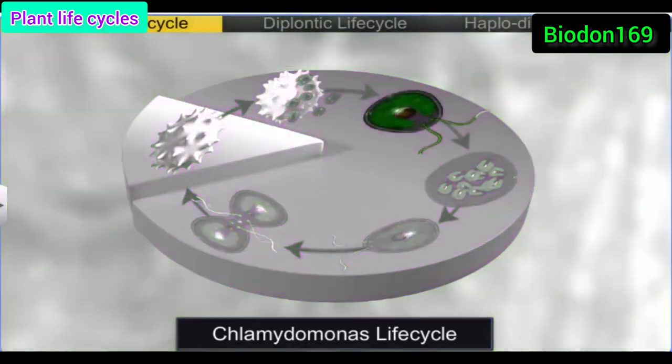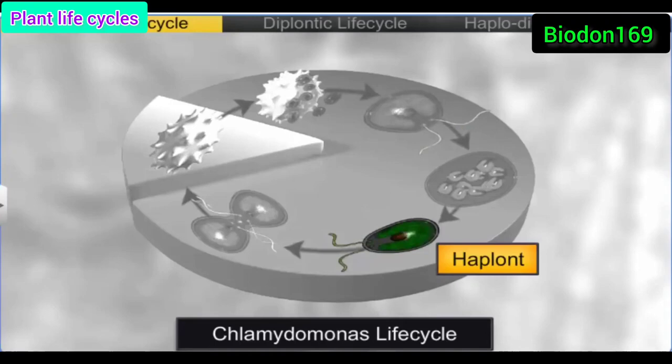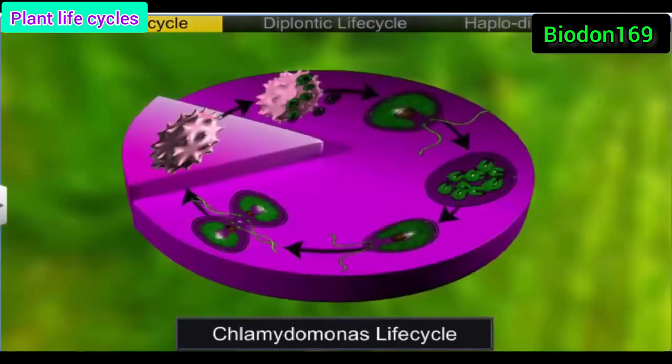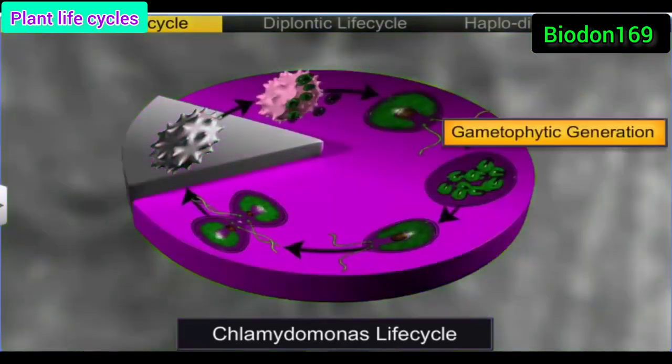Since mitosis occurs only in the haploid phase, the resulting gametophytes are also called haplons, and the life cycle is called the haplontic life cycle, wherein the gametophytic generation is the dominant phase.